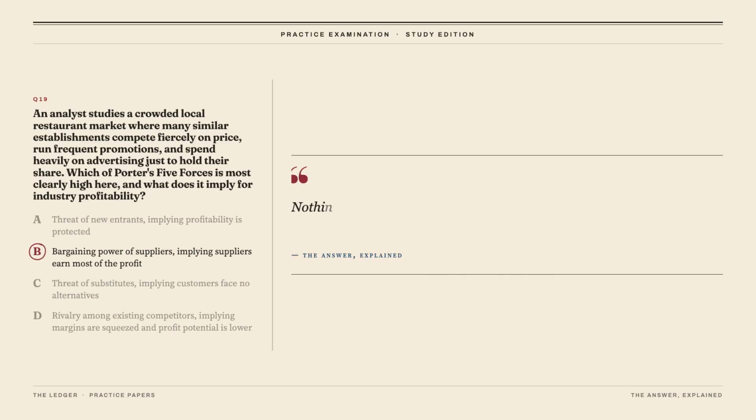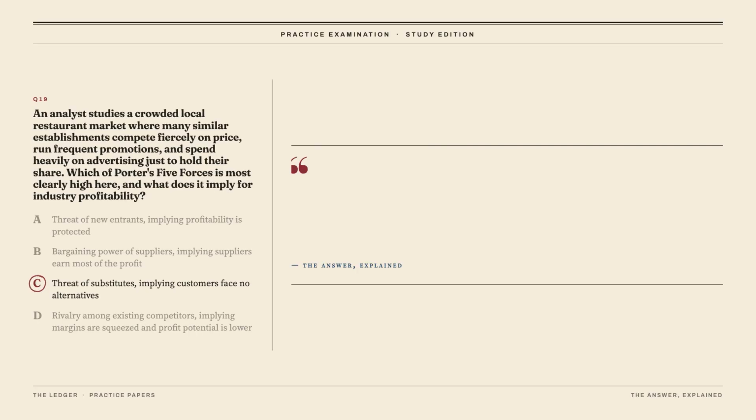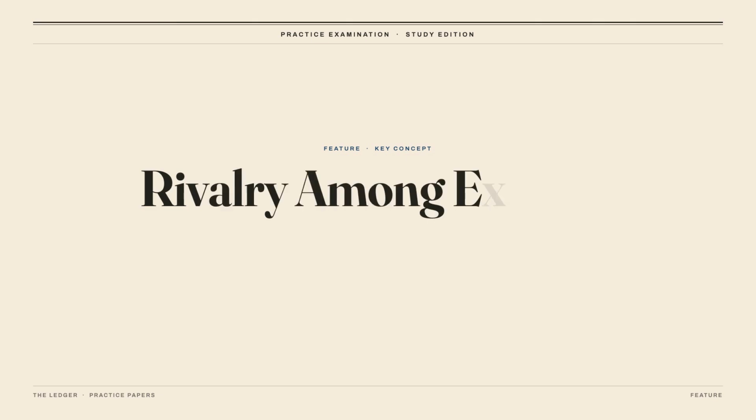B is wrong because nothing in the scenario points to input providers holding leverage. The pressure described comes from competitors, not suppliers. C is wrong because substitutes involve a different kind of product meeting the same need, which is not what heavy price competition among similar restaurants represents.